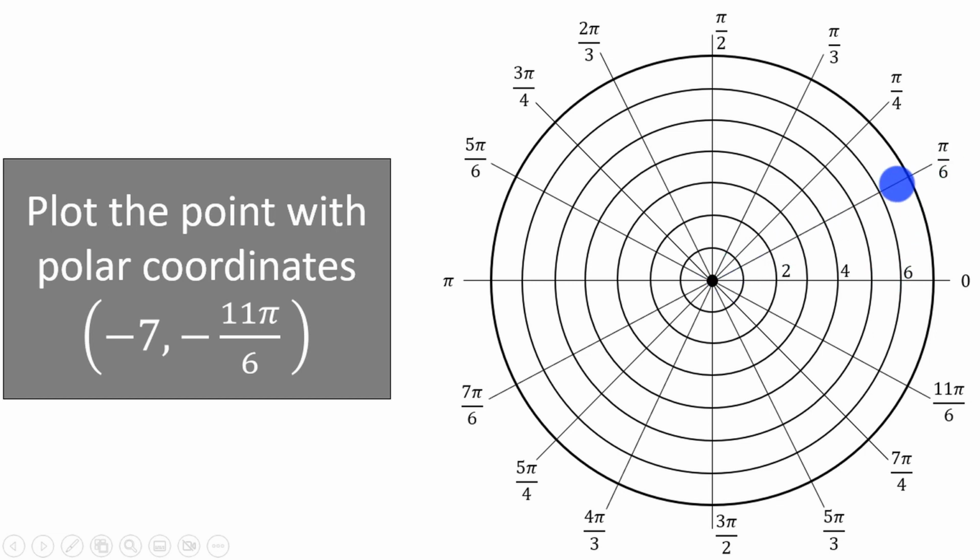But we don't go in the pi over 6 direction because we have a negative radius. So we're going to go in the opposite direction, towards 7 pi over 6. So we're going to be 7 units out in the 7 pi over 6 direction, which would be at the edge of our circle, which is going to be right here. So this is the point -7, -11 pi over 6.